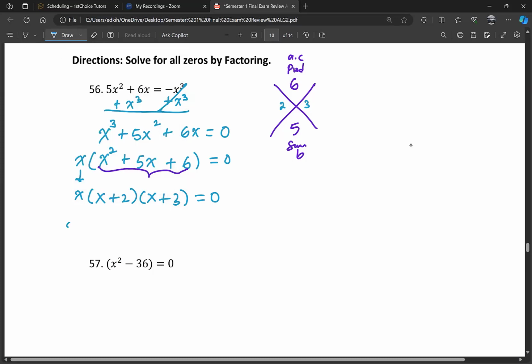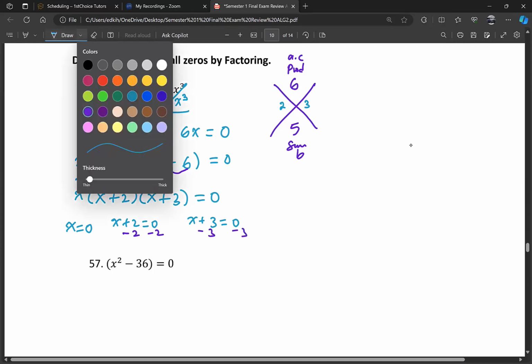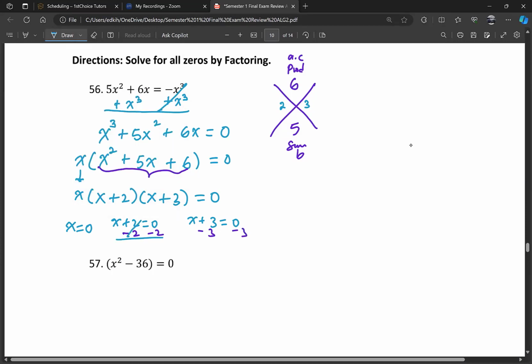So the first one is pretty simple, x equals 0. Second one, x plus 2 equals 0. Third one, x plus 3 equals 0. To solve for x in these two, subtract 2 from both sides, subtract 3 from both sides. So now you have x equals -2. Here, x equals -3. So your 3 answers are x equals 0, x equals -2, and x equals -3. 3 answers.